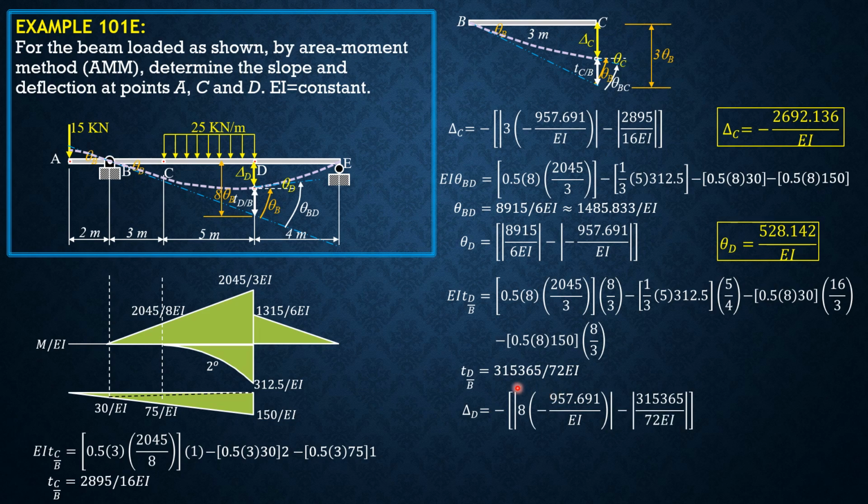minus the absolute value of 315.365 over 72 EI. Expressing delta D in decimal, delta D is negative 3281.459 over EI. So that's it for this problem.